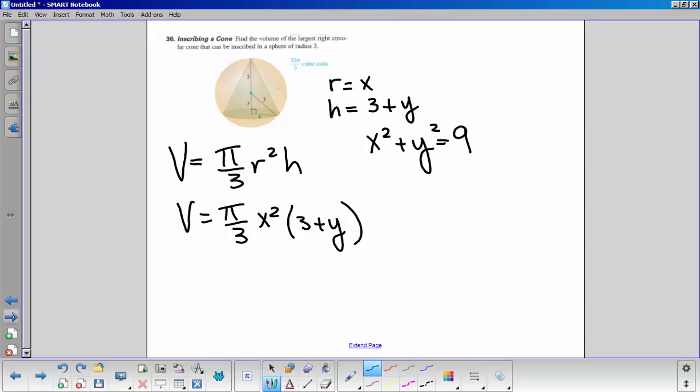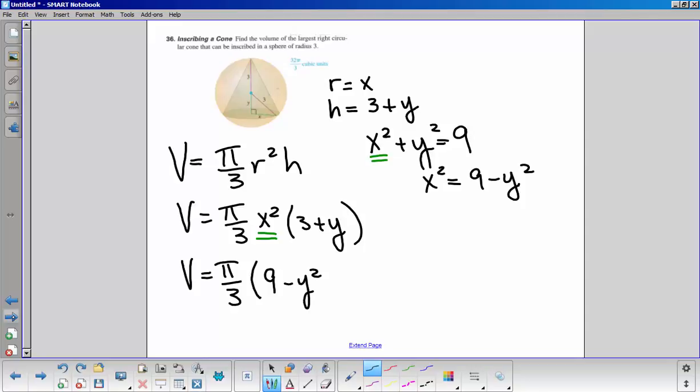Now there's an easy way to solve this, or a difficult way involving square roots. You see how in this equation right here we have an x squared? Can I solve this equation for x squared? And we get x squared equals 9 minus y squared. And I can take this and substitute it in. And I get volume equals pi over 3 times 9 minus y squared times 3 plus y.